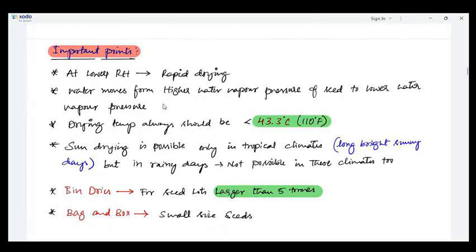So there are certain important points which I already told you: the temperature cannot exceed 43.3 degrees Celsius at any cost. The drying temperature should always be less than 43.3 degrees for any crop. Then sun drying is only possible wherever we have long sunny days, which are available in tropical climates. But even in tropical climates, if there are continuous rains, this method cannot be adopted. We always have to go for mechanical or artificial drying.